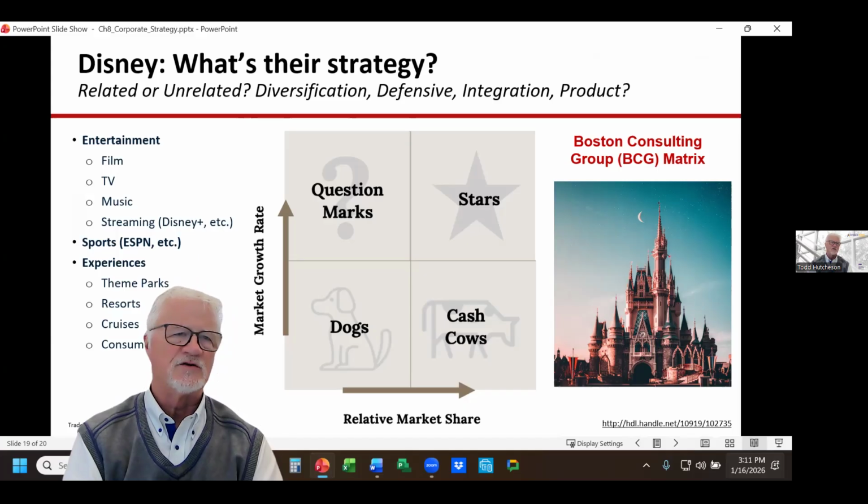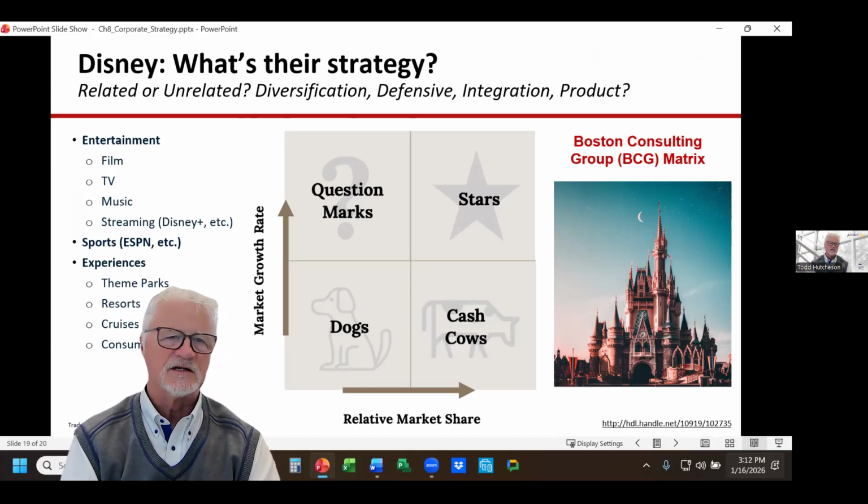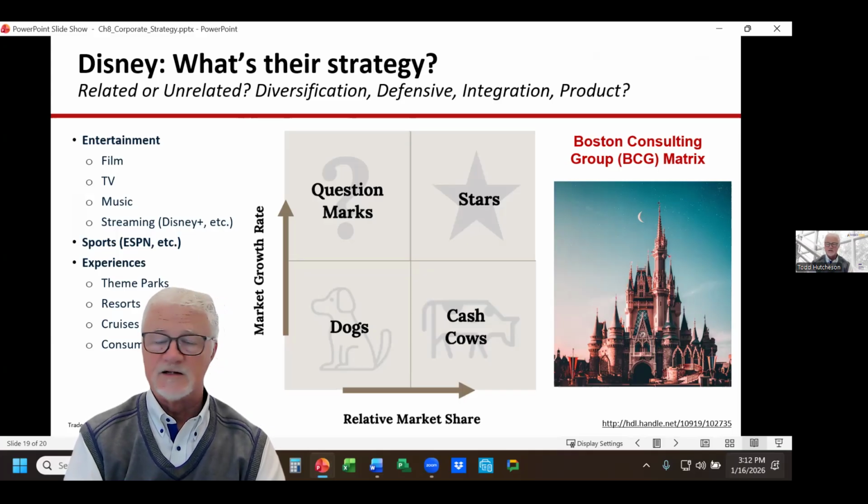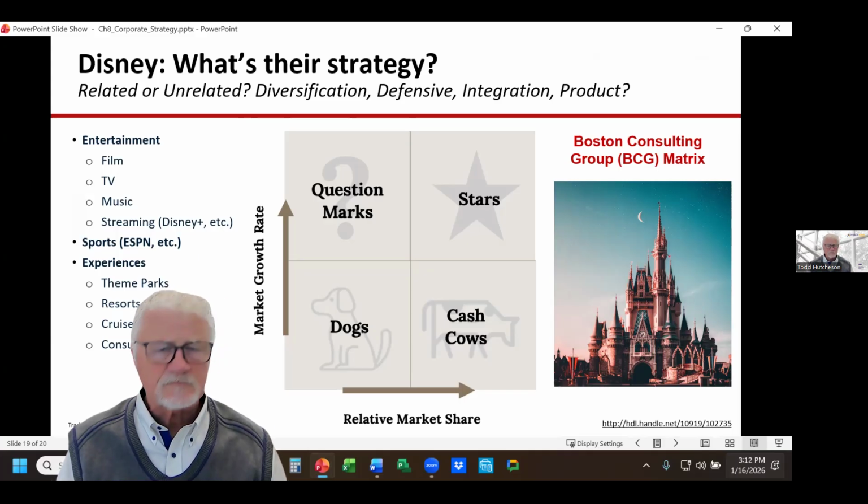So this is just one way to look at diversification. The Boston Consulting Group Matrix is a pretty well-known way to look at it. But you can take the product lines within a company, within a business, and try to slot them. And you may decide that the dogs are things that I want to look at divesting. You may decide that the stars are something that I want to look at some additional diversification in. So this is just one way to look at it.